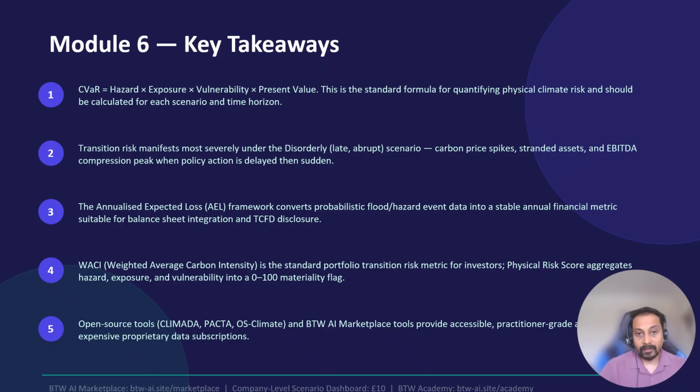And the fourth one: WACI and physical risk scores are the two portfolio-level metrics most immediately useful for investors. WACI above 100 flags transition risk, and physical scores above 60 flag material physical hazard exposure.